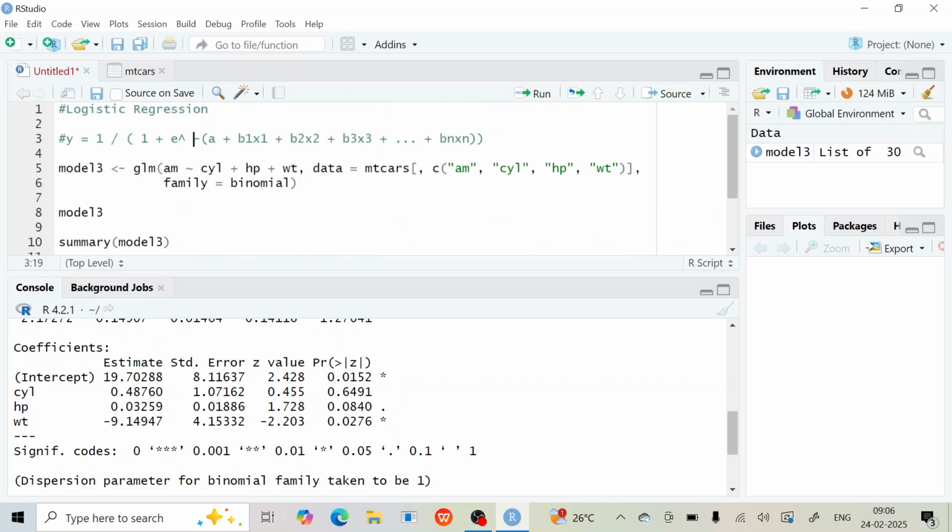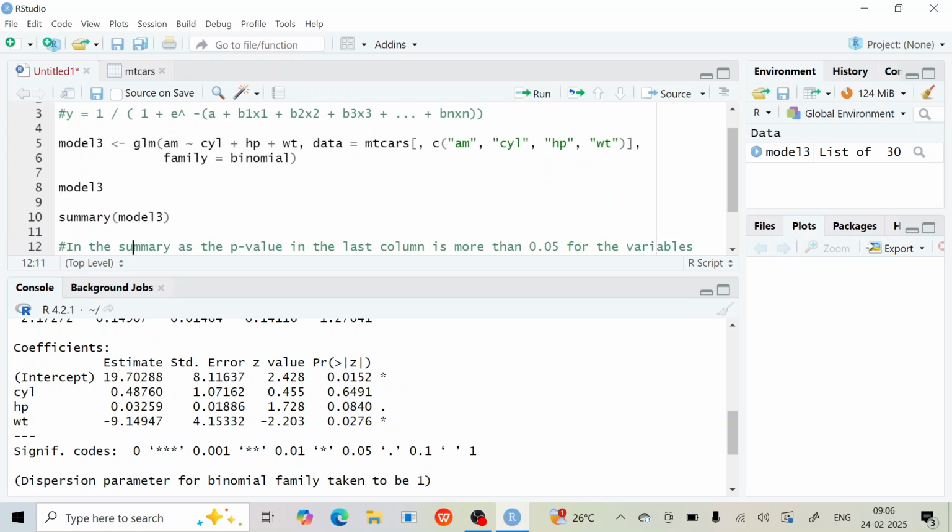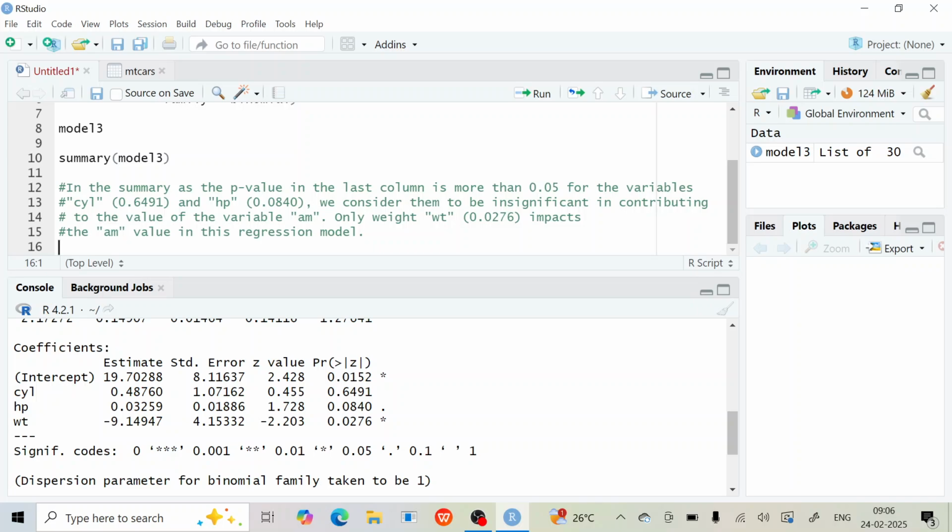So the logistic regression equation we have seen, the GLM function used to build the logistic regression model we have seen, and how to interpret the model using the summary function and the p-value, that also we have seen.